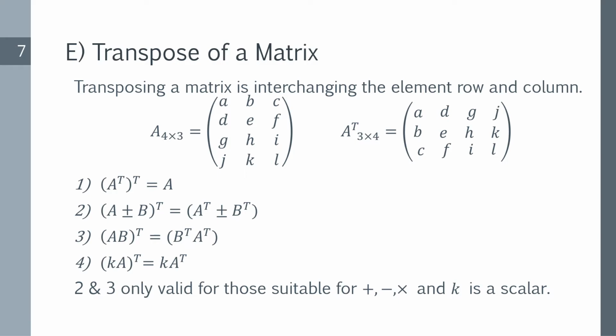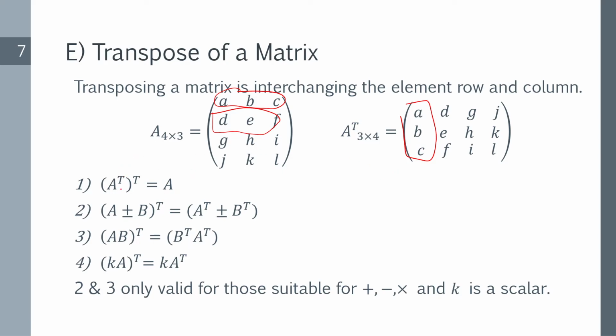Transposing a matrix means interchanging the elements of the row and column. So when you have 4 rows and 3 columns, and you transpose it, your size is already different. You become 3 rows and 4 columns. And if you notice, this is my first column, this is my first row. It will become my first column. So my second row becomes my second column. Okay, so that means you are only interchanging the elements of the row and the column.